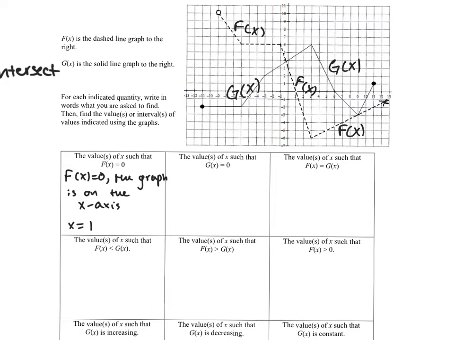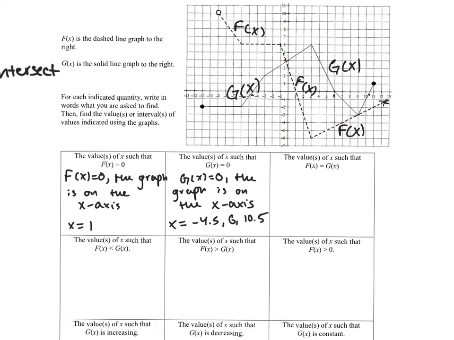The second one says the values of x such that g of x is equal to 0. If g of x is equal to 0, then the graph is on the x-axis, and here we have 3 points. It looks like at -4.5, at 6, and about 10.5. So at these 3 points: -4.5, 6, and 10.5.